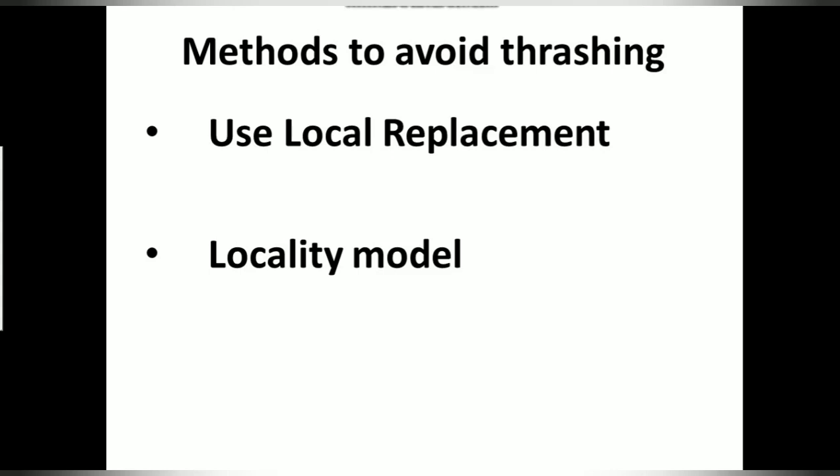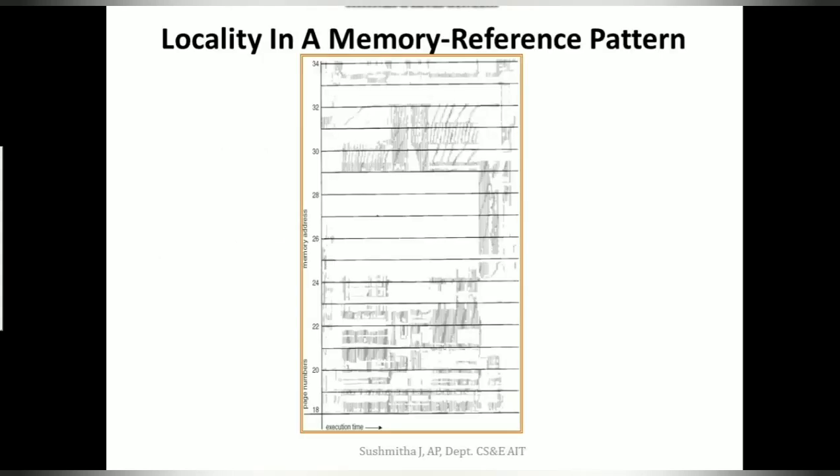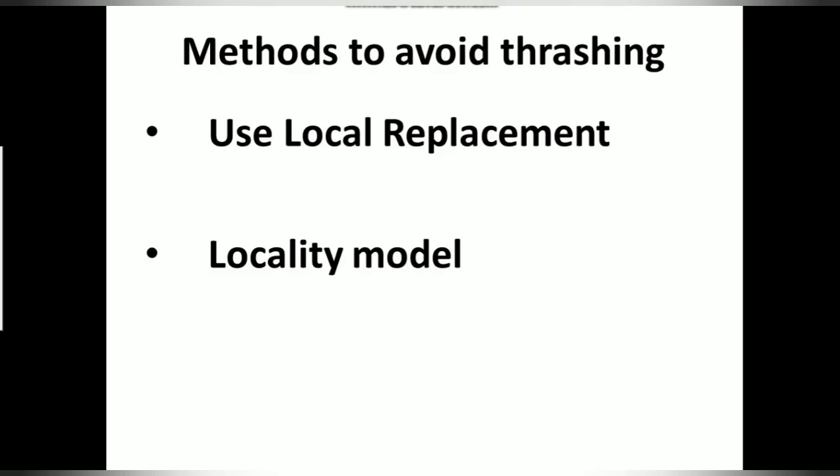The other solution that we have is the locality model. Now, what is a locality model? It is a set of pages that are actively used. The locality model states that as the process executes, it moves from one locality to another. A program in general is composed of several different localities which may overlap.